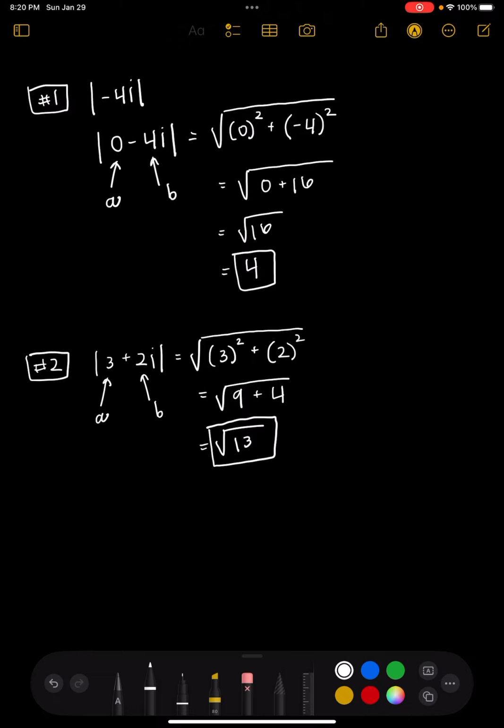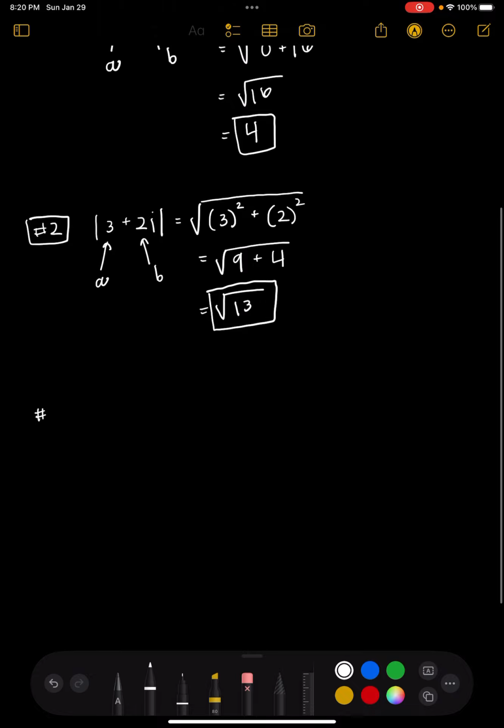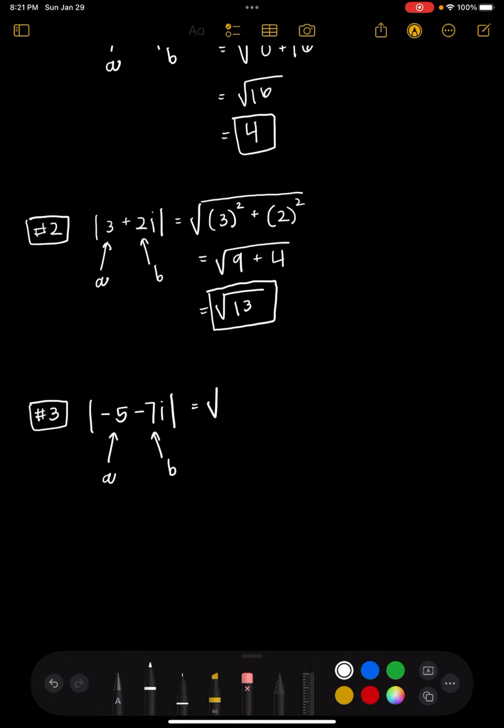All right, let's go through the third example. And the third example is, sorry, I lost it. There we go. The absolute value of negative 5 minus 7i. Okay, again, a is my real part, b is my imaginary part. So a is negative 5 in this case, b is negative 7. So I'm going to do the square root of negative 5 squared plus negative 7 squared.